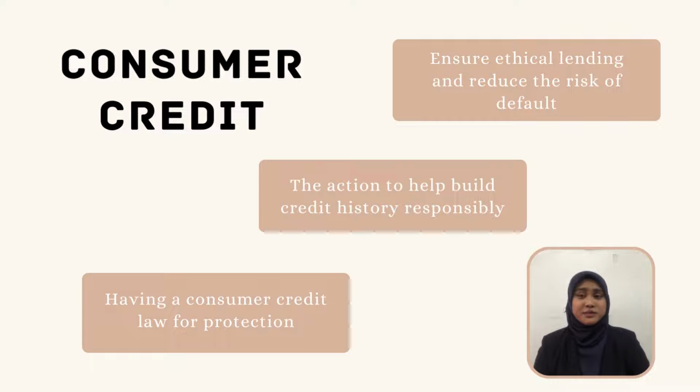Alright, now I will explain the recommendations based on the issues under consumer credit and insurance planning. Firstly, the solution under consumer credit. Based on the issue of buy now pay later, BNPL, the bank must ensure ethical lending and reduce the risk of default that will occur. So banks must ensure that their customers are able to repay their loans quickly. And because of that, it will reduce the risk faced if banks can ensure that their customers are able to execute loans properly.